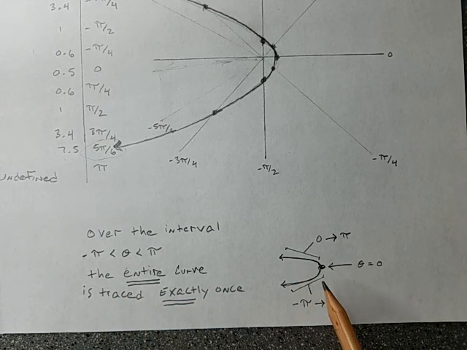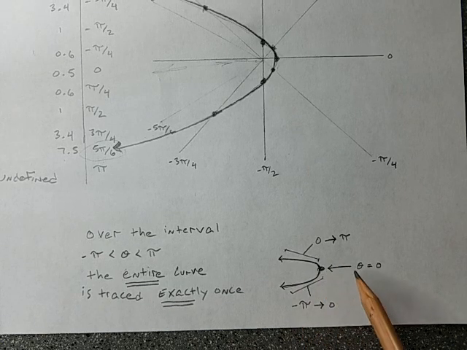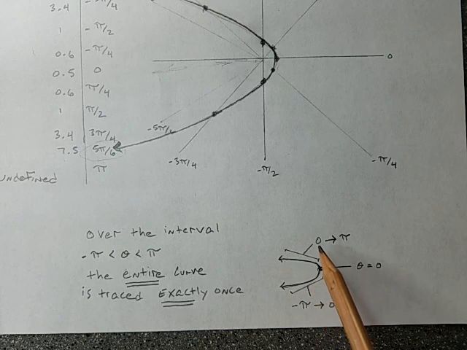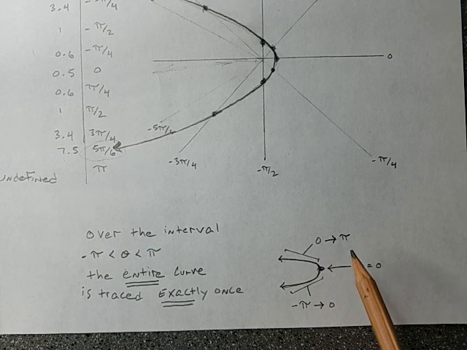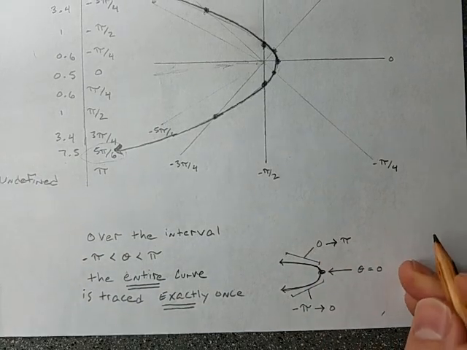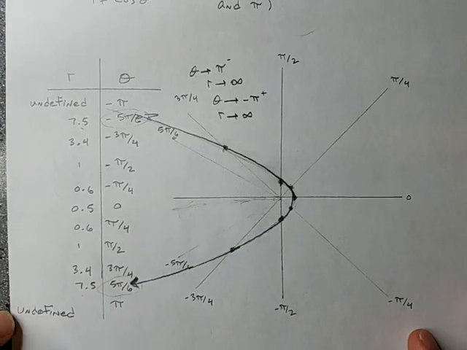Okay? You'll get this part as you go from negative pi to 0. You'll get the vertex when theta is 0. And you'll get this entire part as theta goes from 0 to pi. Sorry about that. All right. And that's basically what the breakdown of my table is.